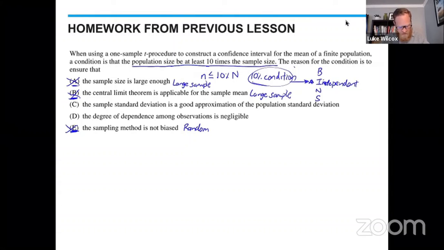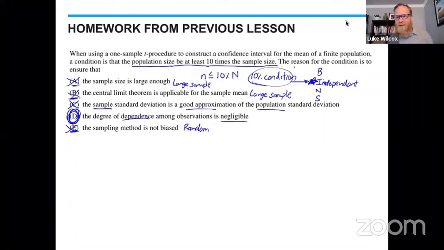Answer choice C says that the sample standard deviation is a good approximation of the population standard deviation. Well, for this, we'd actually want our sample size to be bigger, not smaller. We wouldn't want it to be less than 10% of the population. It would actually be best to have the biggest possible sample size there. So this one's incorrect, and I'm hoping that answer choice D says what we need it to do too. The degree of dependence among observations is negligible. Well, that's exactly what we were talking about here way back in the binomial conditions. And so answer choice D is the reason why we check the 10% condition.